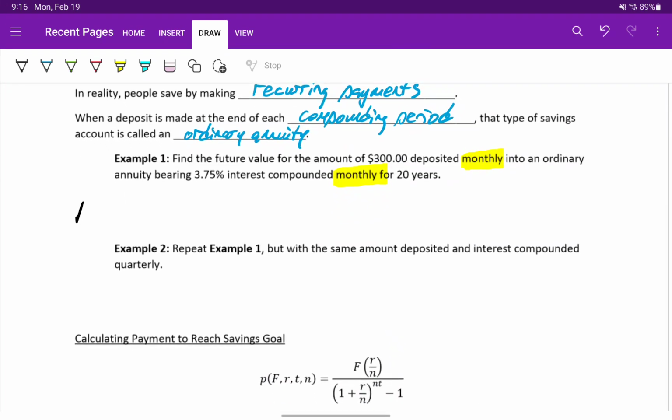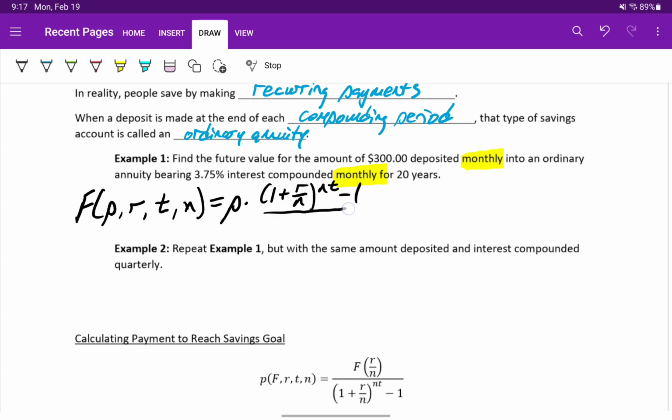So in example 1, we're going to be looking at calculating the future value of an investment, which will be calculated as capital F of lowercase p for that monthly payment, times an interest rate R, times a time period in years, T, and a number of compounding periods per year, N, will be equal to P times 1 plus R over N, that quantity raised to the NT power, minus 1, all over R over N.